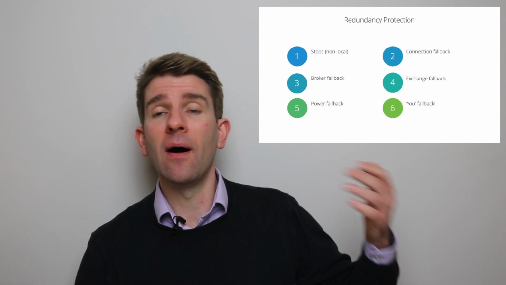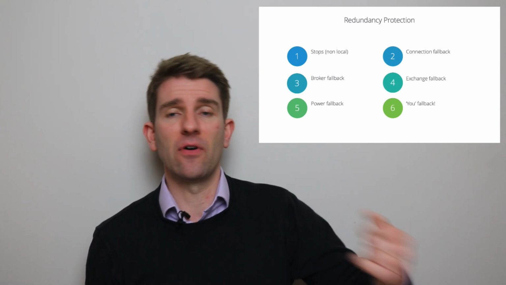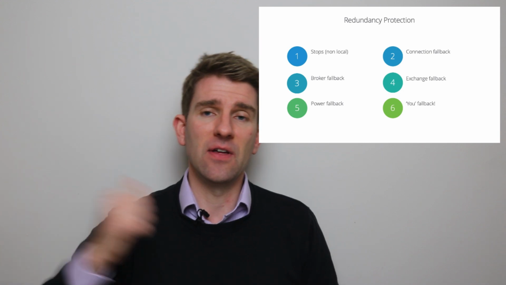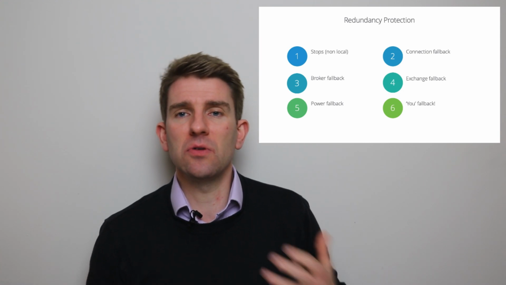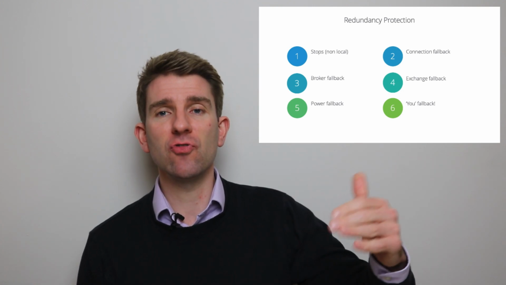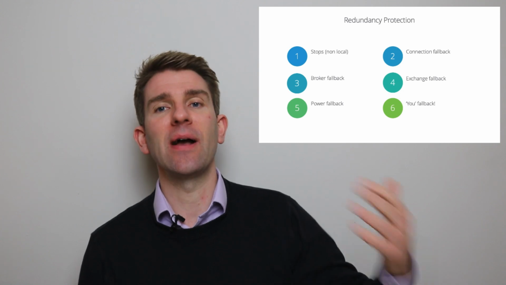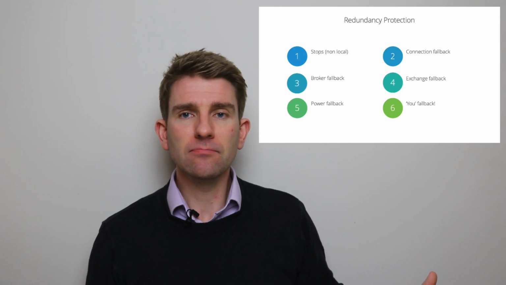Just like a pilot has a massive file full of different procedures, like, if the hydraulics fail, do this, if the engine fails, do this, so they know what to do. You don't want to be making stuff up on the fly. So exchange fallback is, okay, I've placed a trade, 10 lots on the crude oil front month contract, NYMEX goes down. What do I do? You need to have a plan.